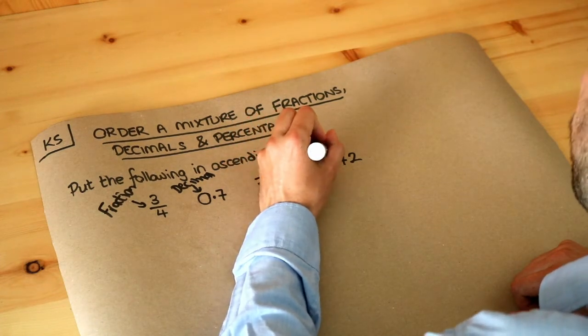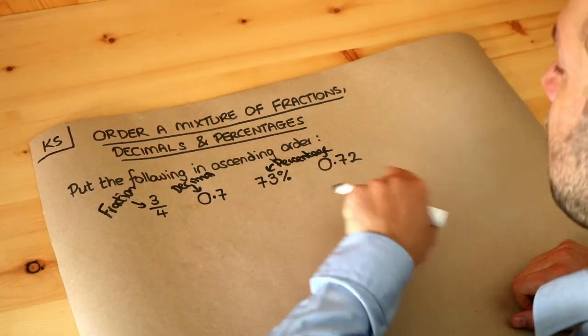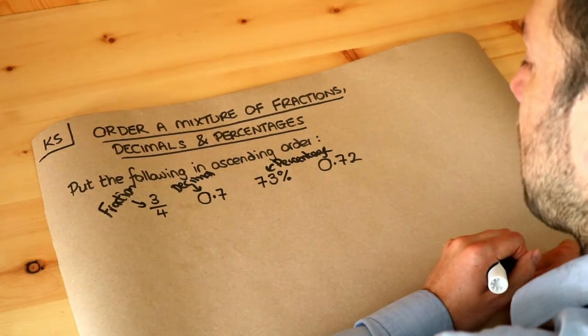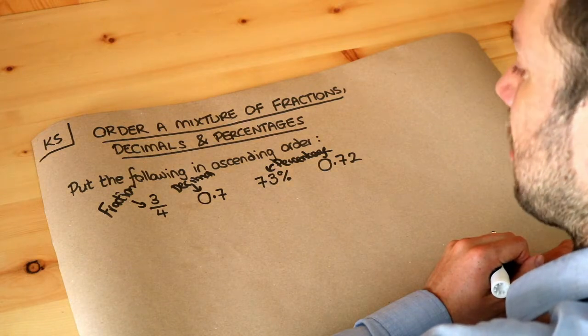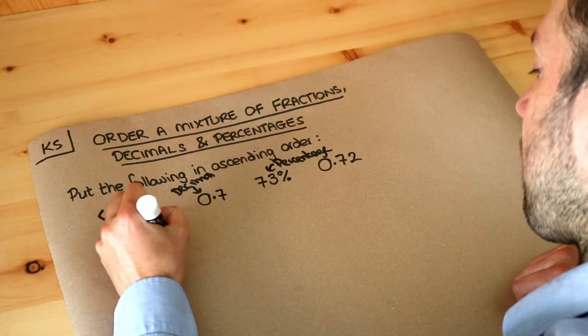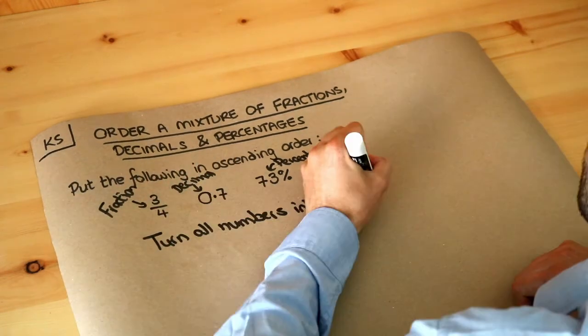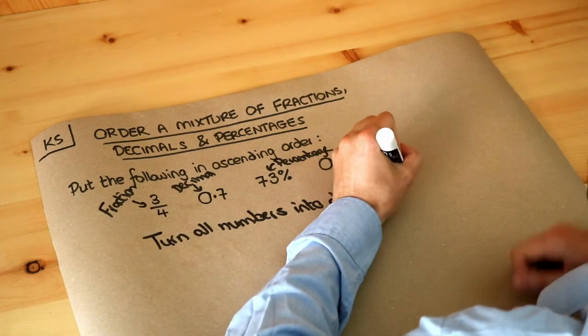Now if you want to put these in order, ideally you want a consistent way in which these numbers are written to make it easier to compare them. I think the easiest way to do this is to turn them all into decimals. So turn all the numbers into decimal form, and that's going to make it easier to compare them.